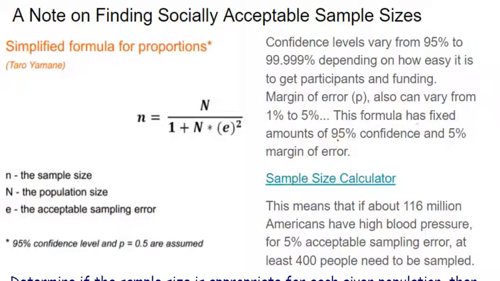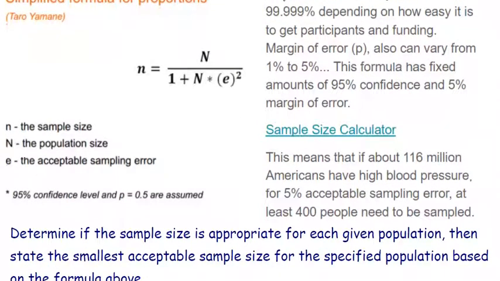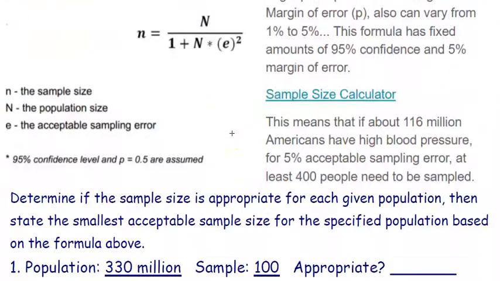This formula has fixed amounts of 95% confidence and 5% margin of error, for finding a decent sample size, where lowercase n is the sample size, capital N is the population you're dealing with, and E is the acceptable sampling error. This means if you had 116 million Americans with high blood pressure, for 5% acceptable sampling error, at least 400 people need to be sampled.